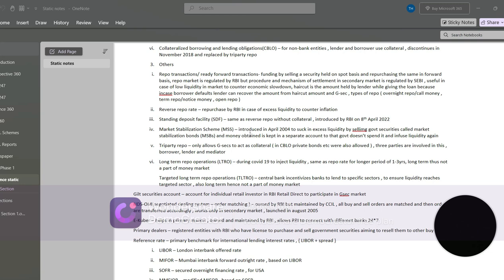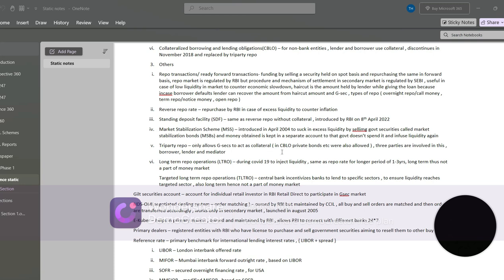This was introduced in April 2004 to suck out excess liquidity by selling government securities called market stabilization bonds, and the money obtained by this is kept in a separate bank account so that the government doesn't spend it and infuse liquidity again. Fifth is tri-party repo.